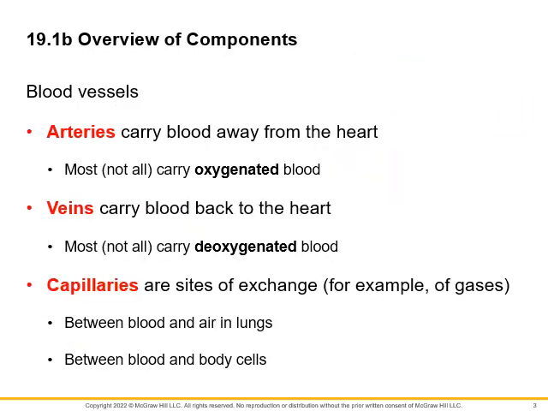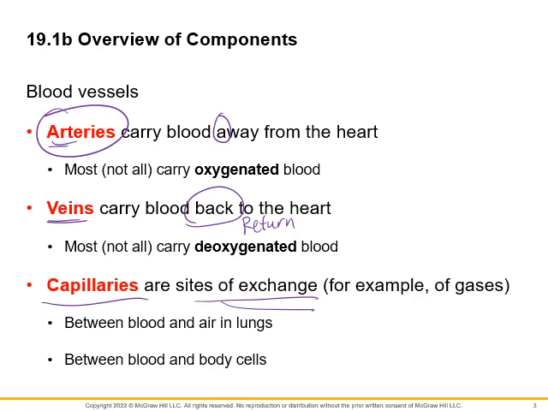Some basic terms here for blood vessels. An artery carries blood away from the heart. Veins carry blood back to the heart. You can think of it as returning to the heart. And capillaries are the site of gas exchange. So if I'm dropping off oxygen or I'm picking up CO2 or the other way around, right?